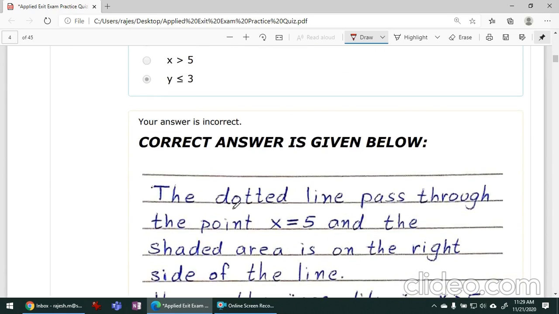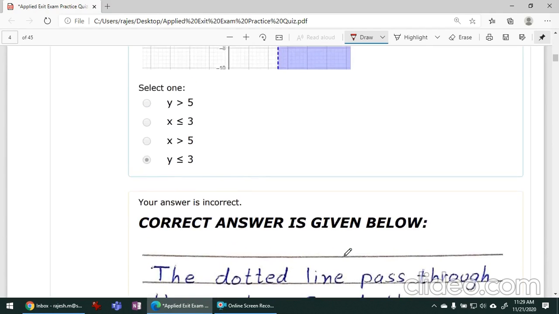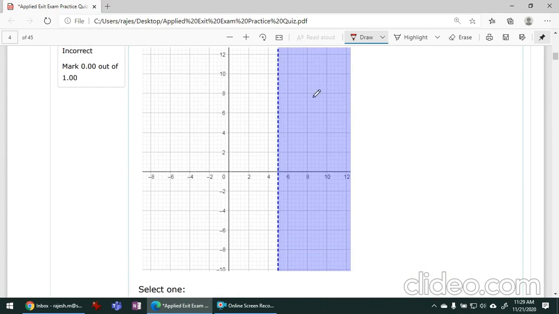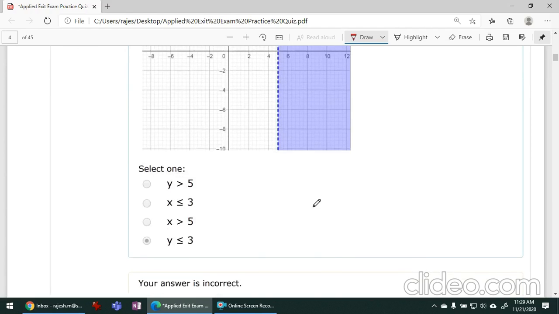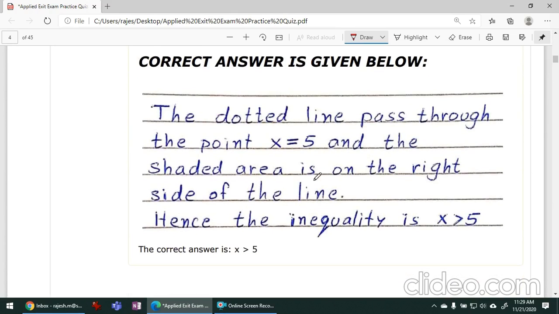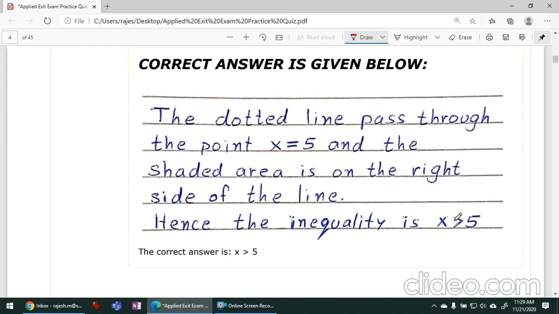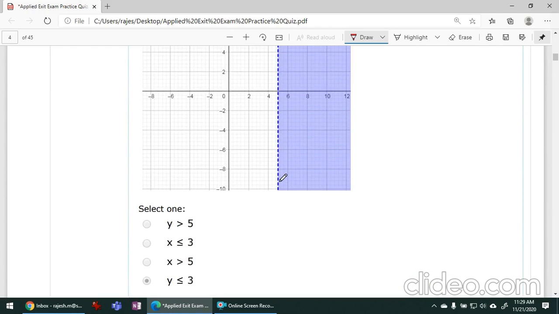So the dotted line passes through the point x equal to 5 and the shaded area is on the right side of the line. See, look here, where is the color? Shading is done on the right side. Okay, so here x equal to 5 and color is on the right side. So what is the answer? The inequality is x more than 5. Okay, this is a dotted line, so we write x more than. If it is a continuous line, you will write x more than or equal to.